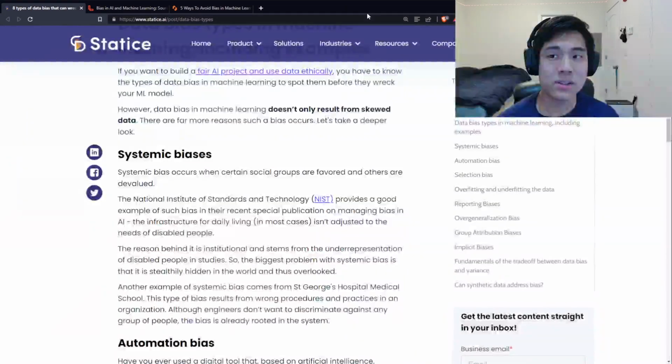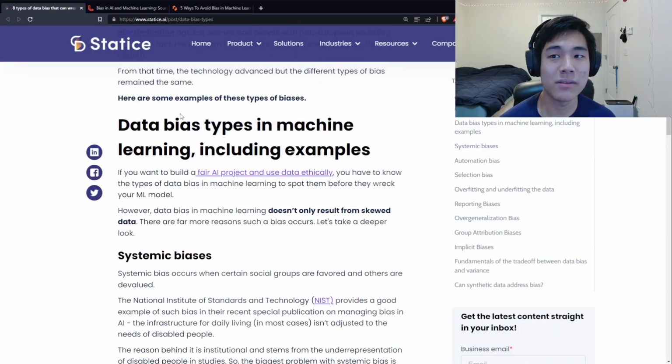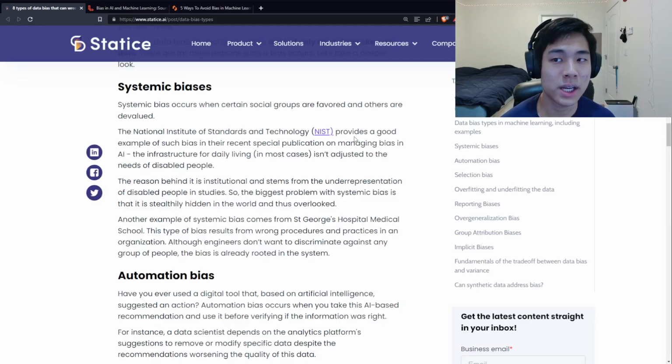But yeah, let's go on to the types of biases, data bias that exists in machine learning. And this website is pretty good and gives 8 types of bias. The first type is systemic bias, basically when certain social groups are favored and others are devalued, as it says. And one of the examples it gives is like the infrastructure of daily living isn't adjusted to the needs of disabled people, and that is a good point.